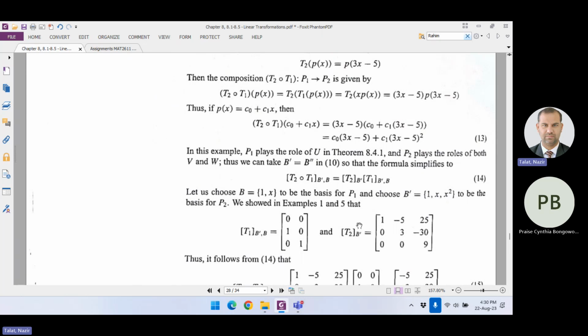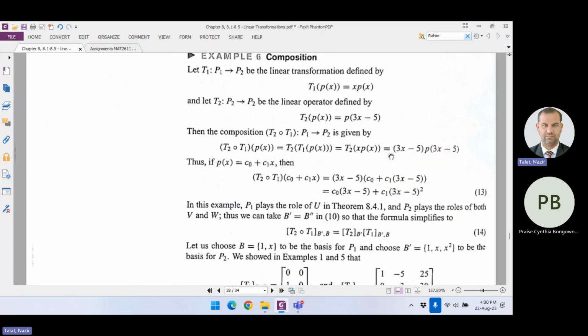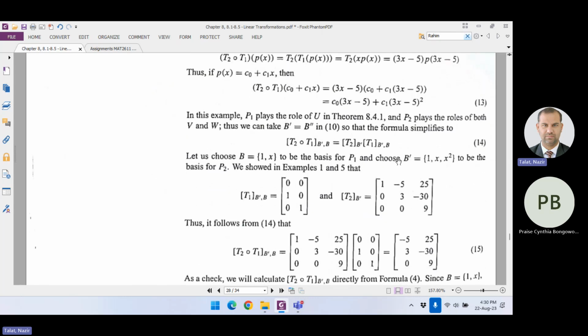And similarly for T2, which is Example number 5, we see that if T2 is a linear transformation from P2 to P2, then its matrix form is this one. Now, one can check that if we take T2 of T1 and take its basis B prime from B, then it is just the multiplication of this T2 matrix with T1, and we can see that this result will always hold.